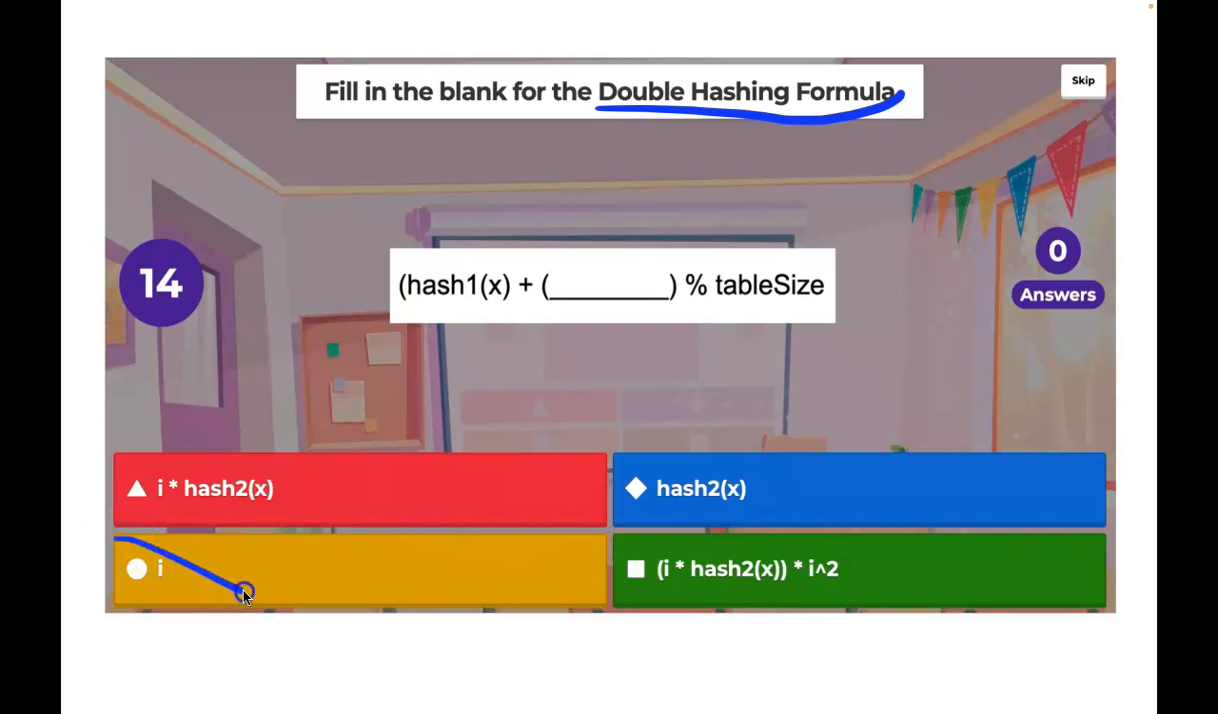So this is definitely not the right answer. And from what we know as well, you're multiplying your second hash function by I, so this is not right, and this part is also not right as well because you're only multiplying your second hash function by I, so this is wrong. So this is why this is the correct answer.